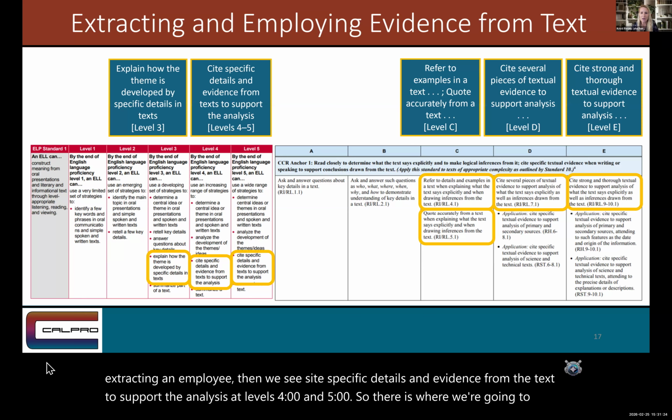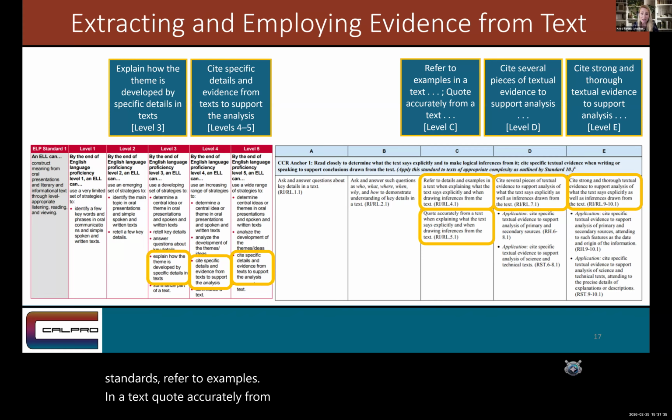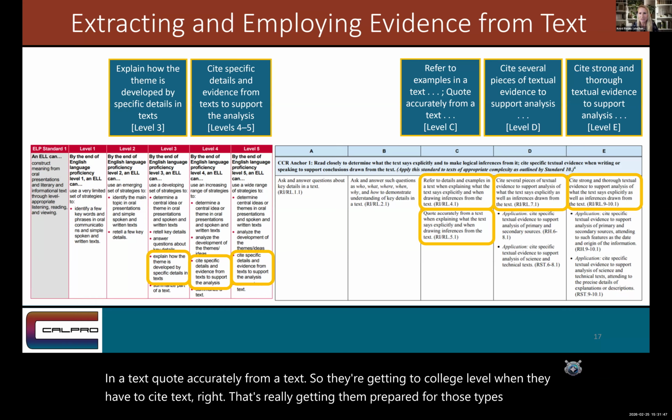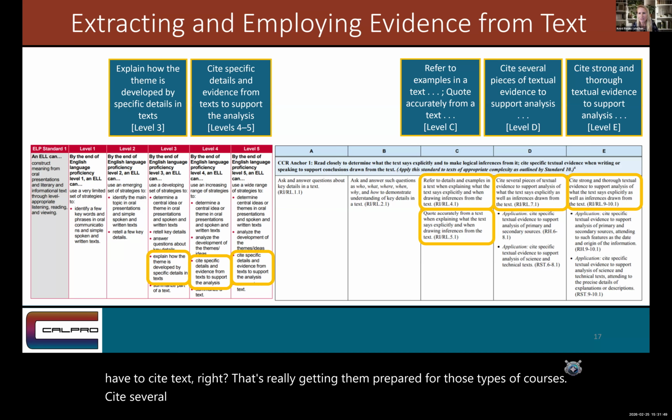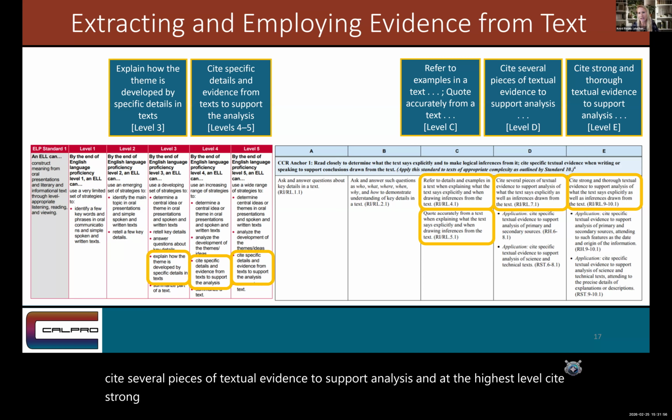Then for the CCRS, College and Career Readiness Standards: refer to examples in a text, quote accurately from a text. So they're getting to college level when they have to cite text, right? That's really getting them prepared for those types of courses. Cite several pieces of textual evidence to support analysis. And at the highest level, cite strong and thorough textual evidence to support analysis.